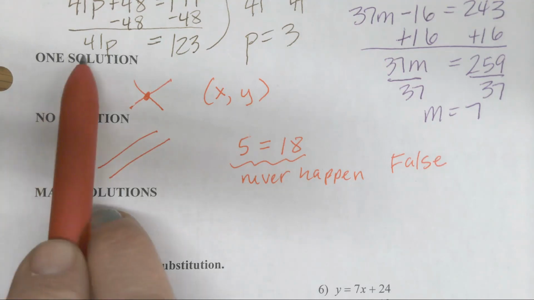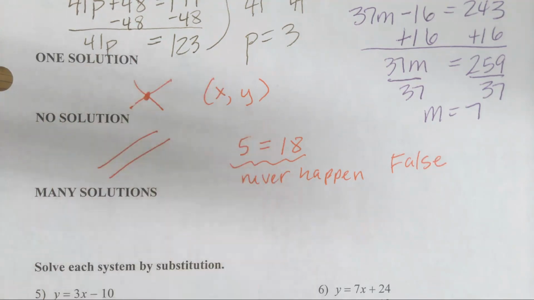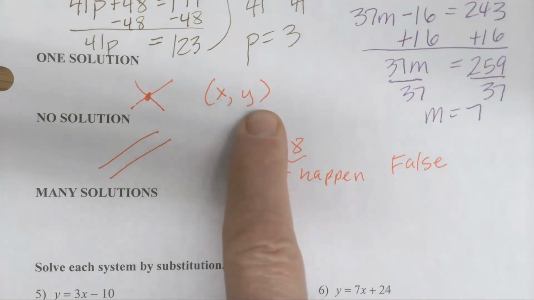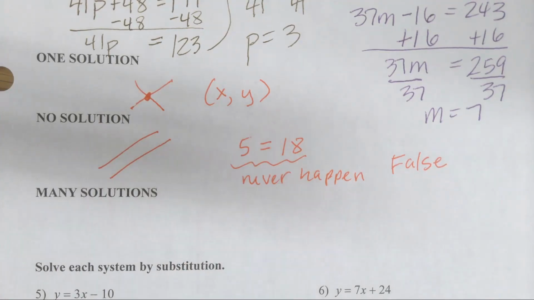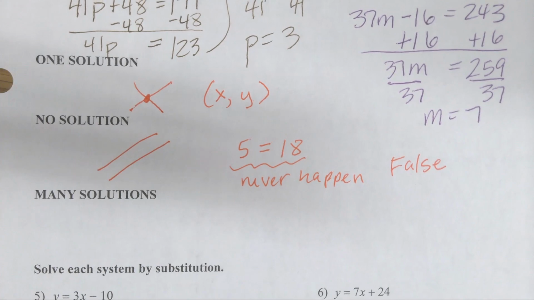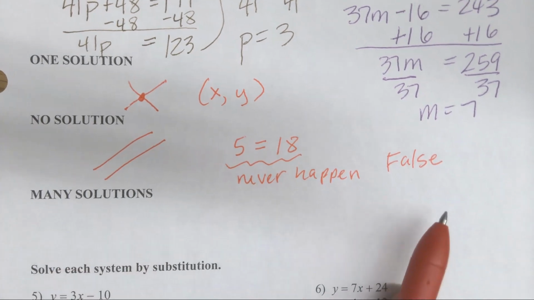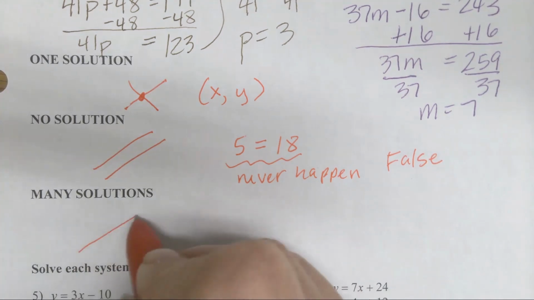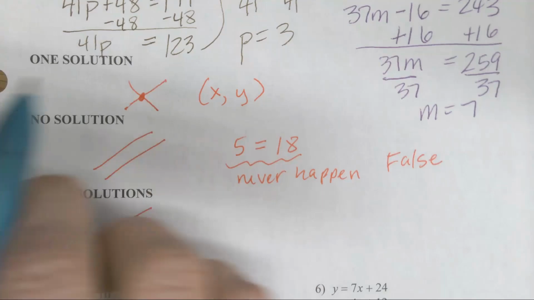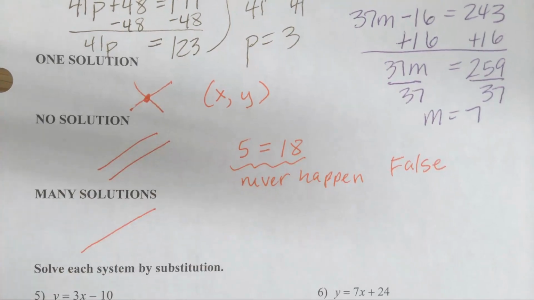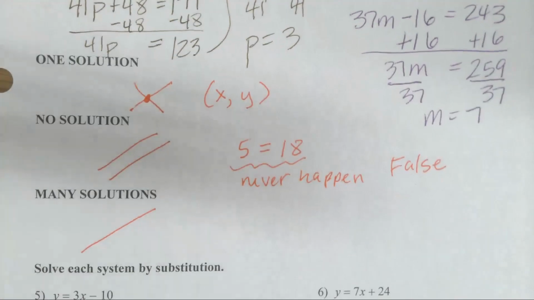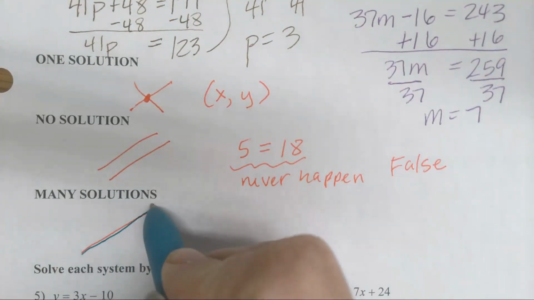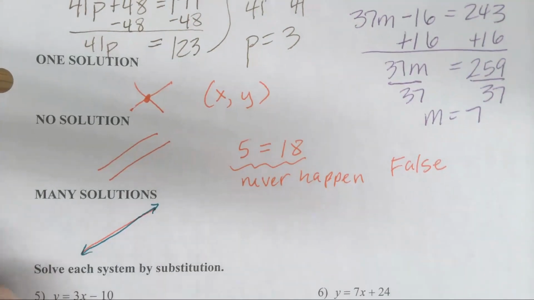When it's one solution, you will get an x value and you will get a y value. Or if the variables change, it could be different letters as well. Lastly, many solutions. Does anybody remember what that one looked like? Yep, it was one line on top of the other, 2 lines that were the same.